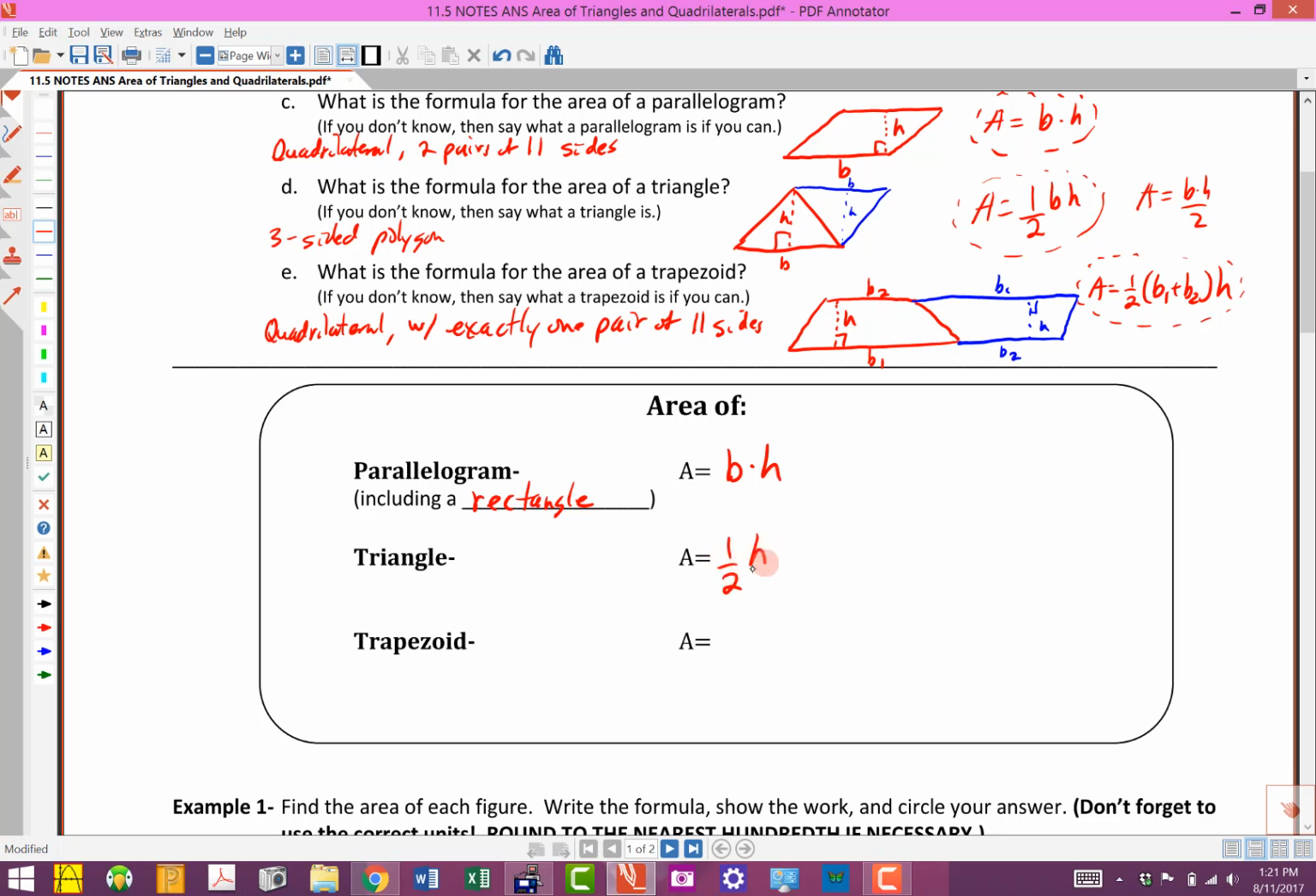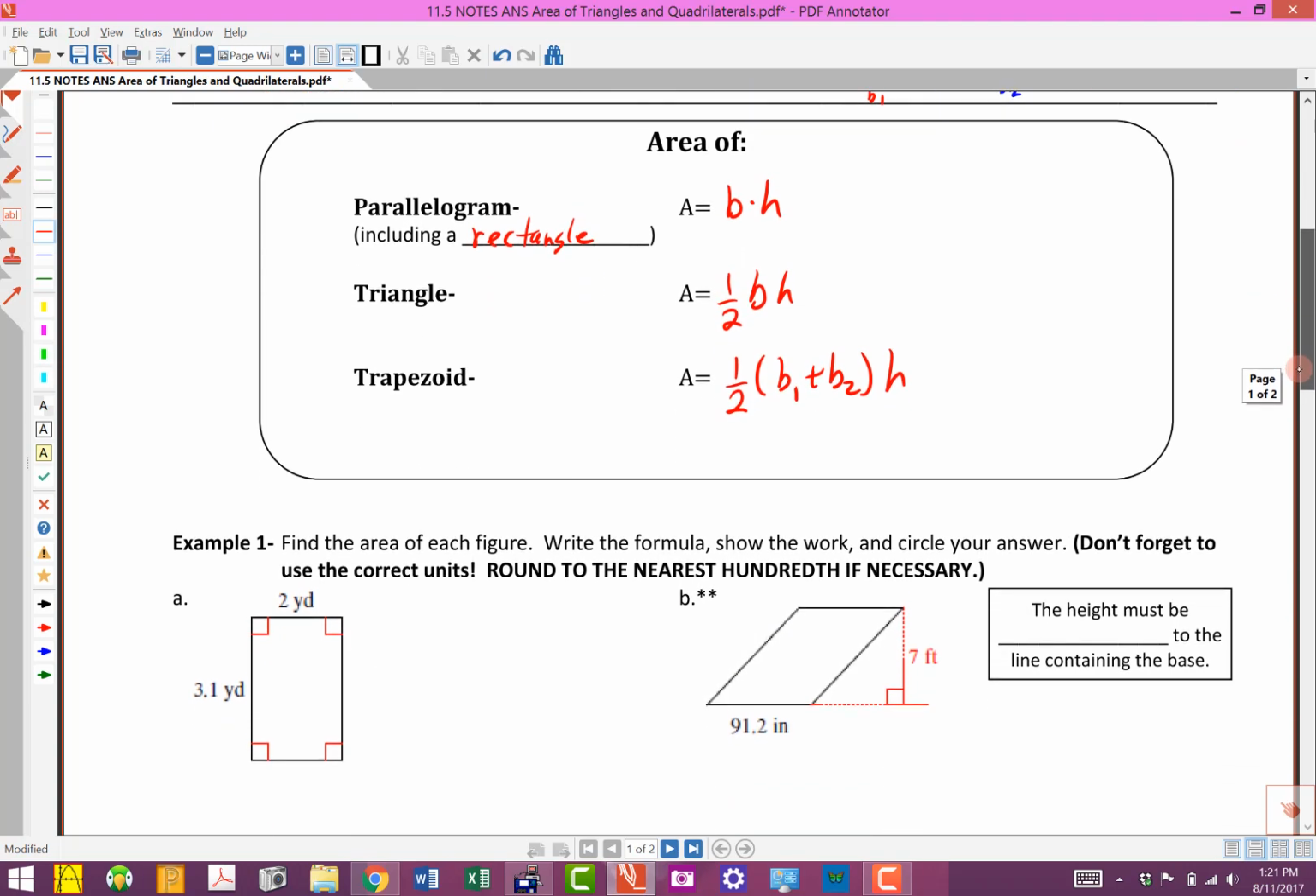Whoops, I'll just go ahead and write this. Base times the height. And then for a trapezoid, it's 1/2. And then it's going to be B1 plus B2 for those two bases, those two sides that are parallel to each other, and then times whatever the height is. Now, these are things that you just flat need to know. You need to know these for absolute sure, okay? Not things you want to forget because they'll come up so often.